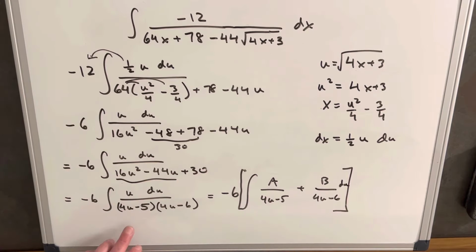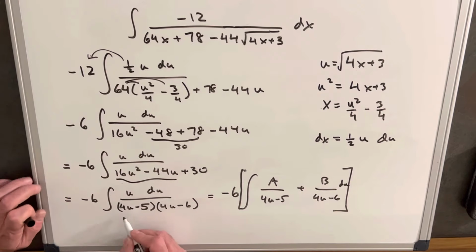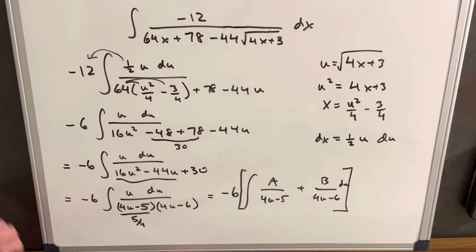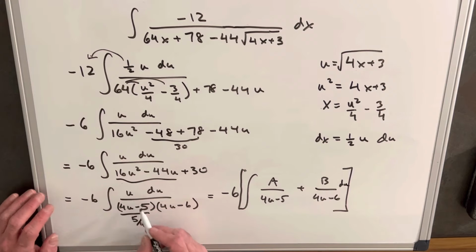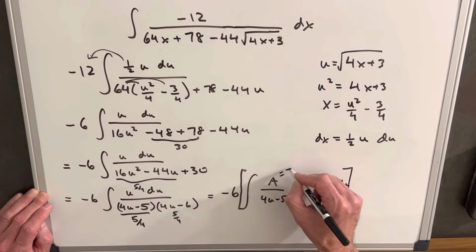Then a good way to do this quickly is the cover-up method, which means we look at our first term and figure out what we need to plug in for u in order for it to be 0. That's going to be 5/4, right? If you plug 5/4 in there, you get 0. So we cover this up, plug in 5/4 for u here, and for this term the 4's are going to cancel. 5 minus 6 is minus 1. So for our A, we have minus 5/4.